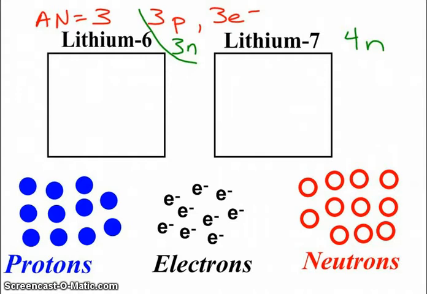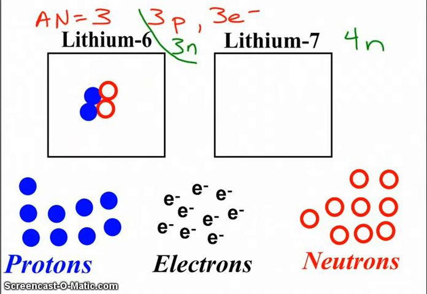So now that you know how many, you need to put them together. You just kind of make a nucleus out of your protons and neutrons. And again, it doesn't have to be spectacular. I know we're not all artists here. But lithium-6 is going to need 3 protons and 3 neutrons. Something like that. So I see that I've got the 6 particles in the nucleus.